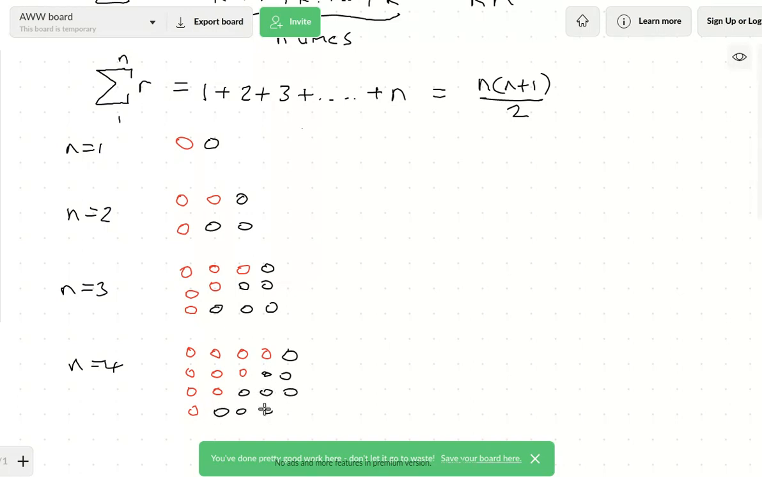Okay, and what do we notice? Well, we notice there's half as many reds as there are blacks, precisely half. And so all I've got to do to work out the number of red dots each time is n times n plus 1. And that's because this is 2 by 3, and that's 3 by 4. You see what I mean? It's a funny little visual proof of the fact that the result is n times n plus 1 over 2.